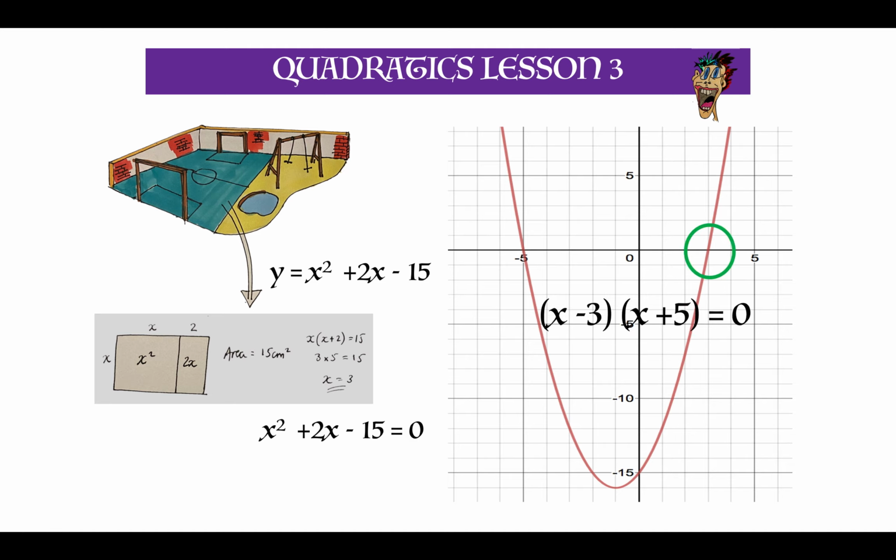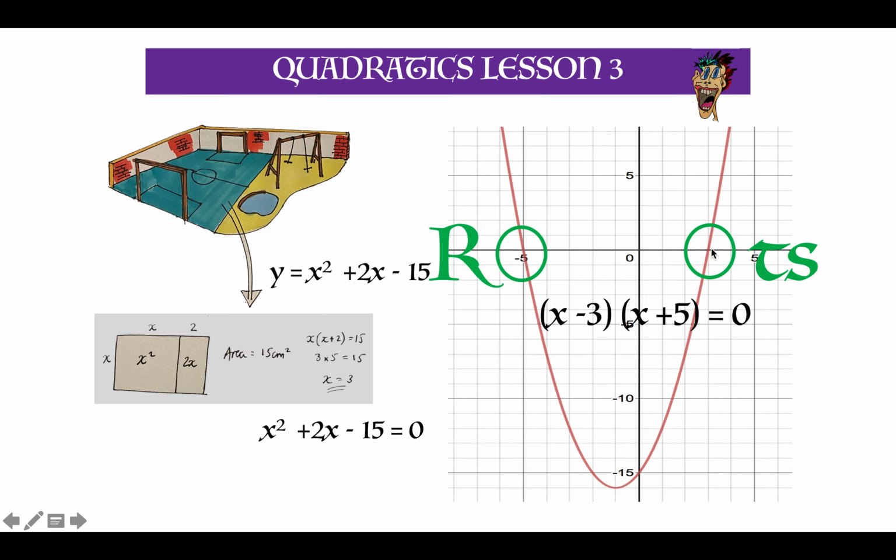And hopefully you can see that if I put the value of 3 into here, this becomes 0. So our first value here is 3. Can you think about what the second value would be? What other value of x can I put into here so that this becomes 0? Clue on the diagram. There you go. When x is minus 5, then the quadratic is 0 as well.